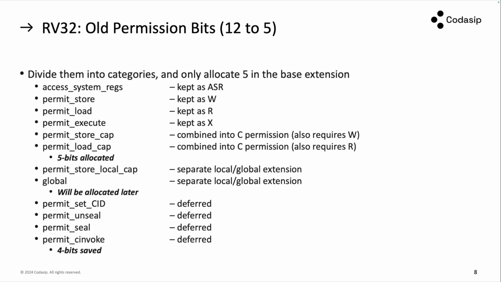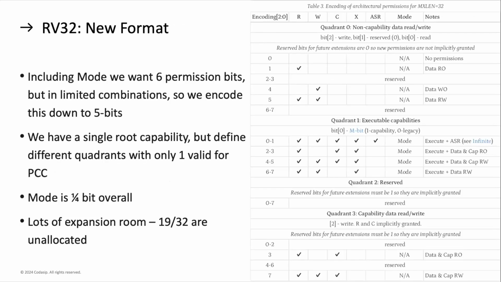Store local cap, we are expecting a pull request for the local global support pretty soon. I don't think it's there yet. And which covers the next two permissions. There are some that we've deferred for the time being. So the compartment ID, sealing and unsealing, and CInvoke, we don't currently have. So we wanted to keep 6 permission bits, and we've encoded them into 5. This table is actually out of date as of Monday, because Alex Richardson's put the load mutable pull request in, which adds two more entries to it. So it's dynamically changing, but improving.